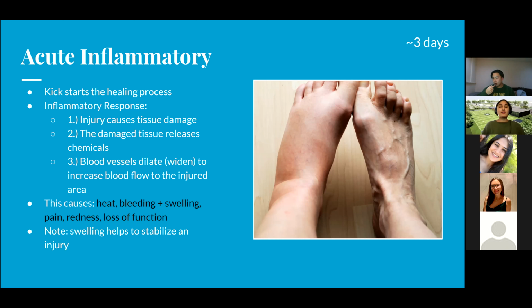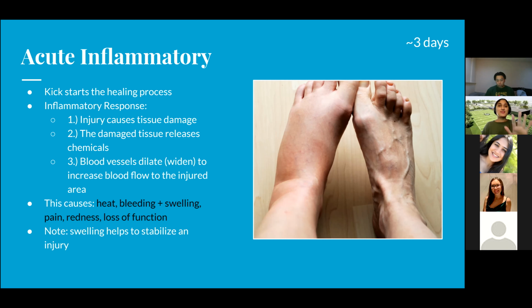Now, we can't really assess what's happening at the molecular level just by looking at a foot, right? So some symptoms of the inflammatory response: we can feel a lot of heat coming from the injured joint. There's a lot of bleeding, and generally a lot of internal bleeding, so you can see a lot of bruising, or what we call ecchymosis. You'll see swelling, pain, redness, and there's going to be loss of function. When you see symptoms like that, that's an indication that you're in the acute inflammatory phase, right? And this phase lasts approximately 3 days.